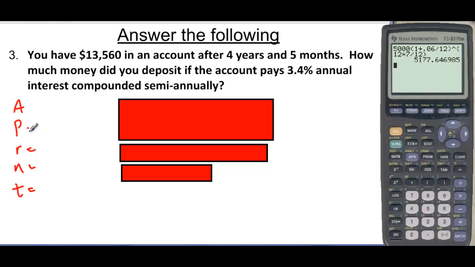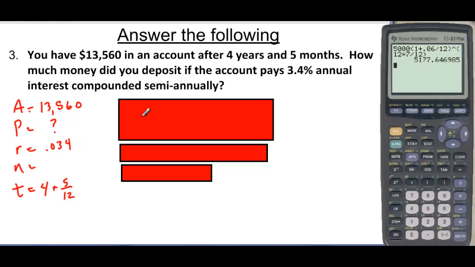So what I'm going to do is, I know I have $13,560 after 4 years and 5 months. So I know that's 4 years, plus 5 months, and I know that's 5/12. So that's how we can write that. How much money did you deposit? Again, I don't know that. If it pays 3.4%, that's 0.034.